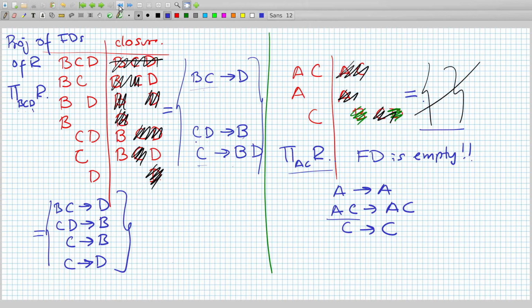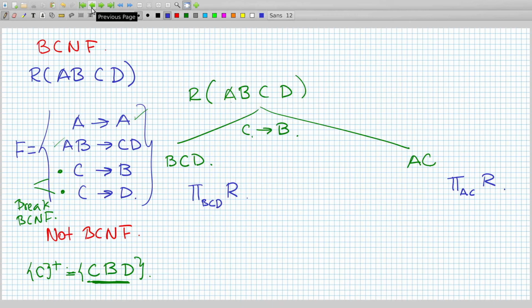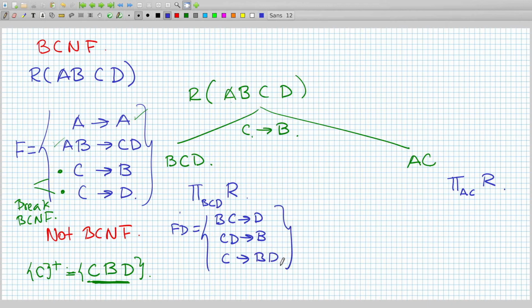So let's go back to the previous page. So now we know that the set of FDs of this relation is BC implies D, CD implies B, and C implies BD. As I said before, we don't care whether they are minimal bases. We just care that we have a set. And the FDs of the other relation is equal to the empty set. Okay, so now we have the first level of decomposition.